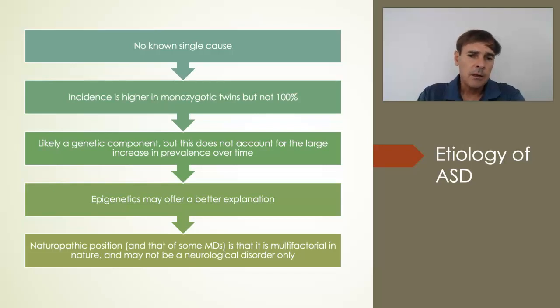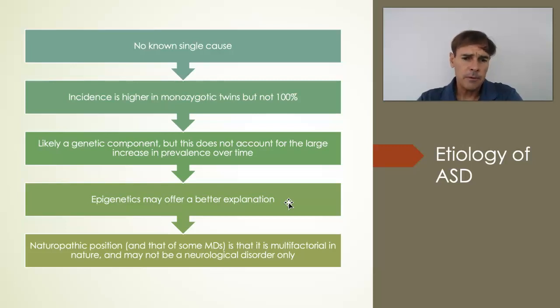So there's likely a genetic component, but it does not account for the large increase in prevalence over time. This is basically due to the stability of genes. Genes tend to be very stable across multiple generations, and it would be kind of weird over the course of human history for this rapid uptick, like that graph indicated, just in the last maybe 30 years, this massive jump in cases. It doesn't seem like that would be entirely driven by genes. So epigenetics may offer a better explanation, and that's the exploration of how genes and environment interact with each other.